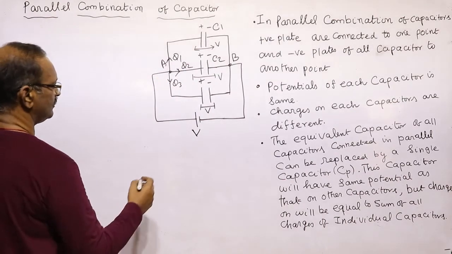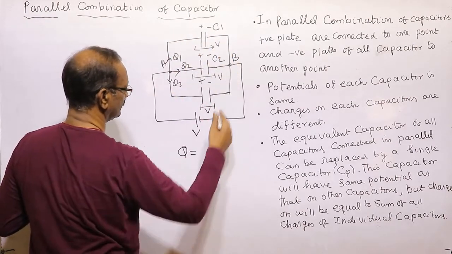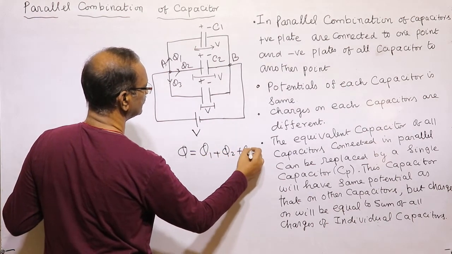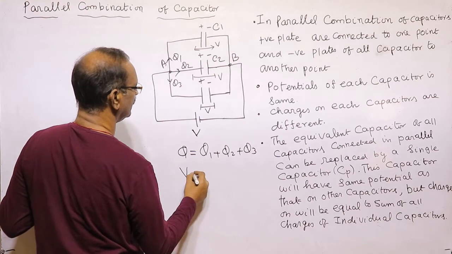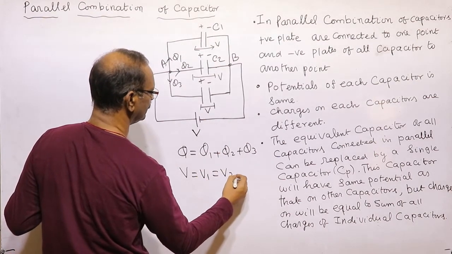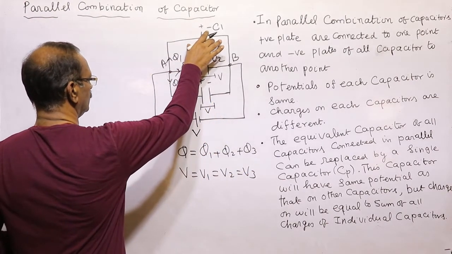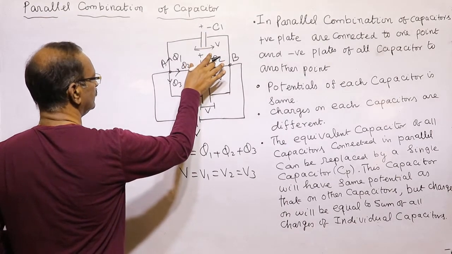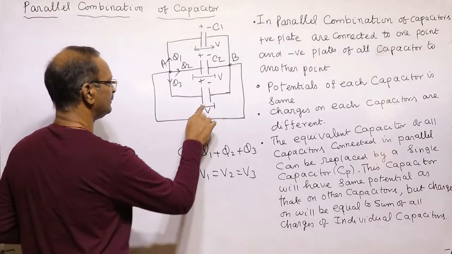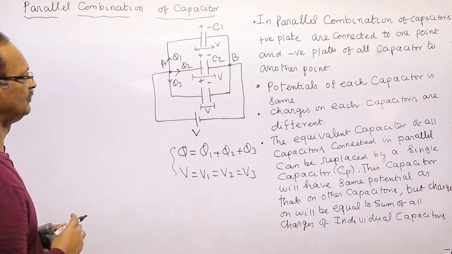So here you can note the total charge on the capacitors. The equivalent charge is equal to charge 1 plus charge 2 plus charge 3, and the applied voltage V is equal to V1, which is also equal to V2, which is also equal to V3, where V1 is the voltage across the first, V2 across the second, and V3 across the third, all are the same. This is for the parallel combination. This we have to note.